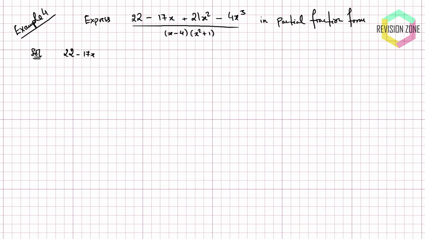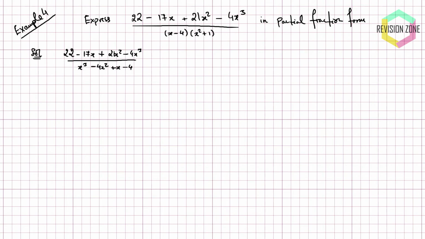So it's 22 minus 17x plus 21x squared minus 4x cubed, and then the denominator, because this fraction is top heavy, we're going to have to divide it. So let's expand the denominator. We're going to get x cubed minus 4x squared plus x, and then take away 4, right?